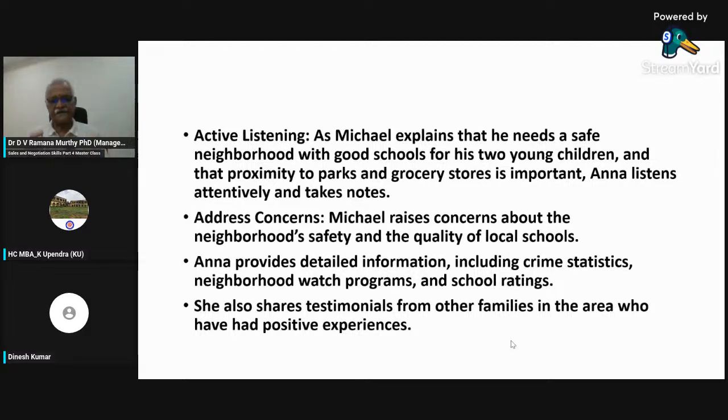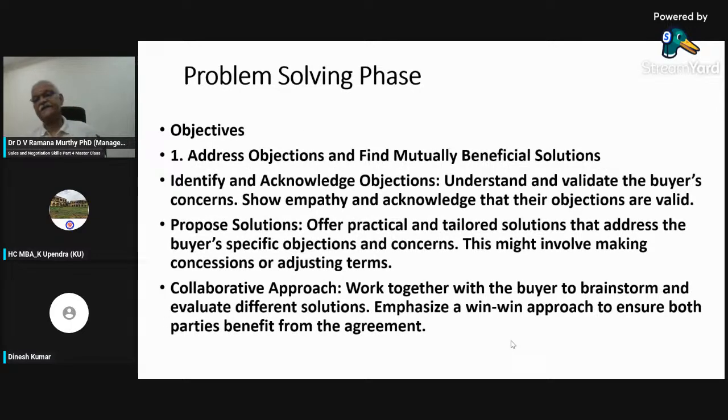Anna also shares testimonials from other families in that area who have had a very positive experience, and you can let Michael talk to them, the neighbors, and get convinced about that particular locality. So that's the phase where we talk about information sharing.